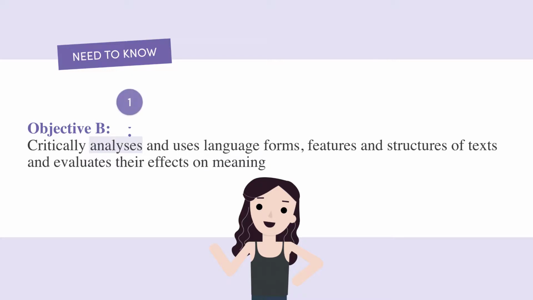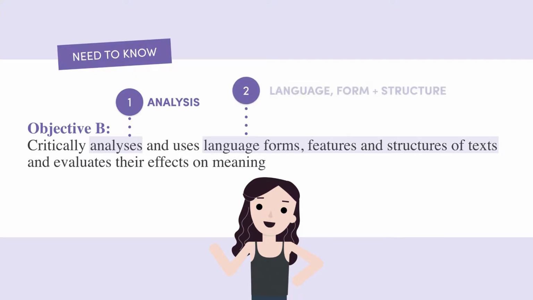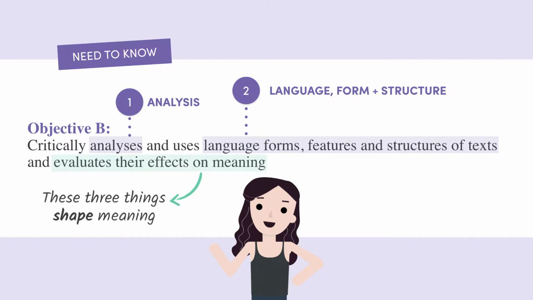So, we're essentially looking at analysing language, features of texts, which we can call their form, and the structures of texts, which should help you get an idea of how you can use the same things in your own responses. Our endgame here is to figure out how these things have an effect on meaning, to which end we can say they shape meaning in texts.